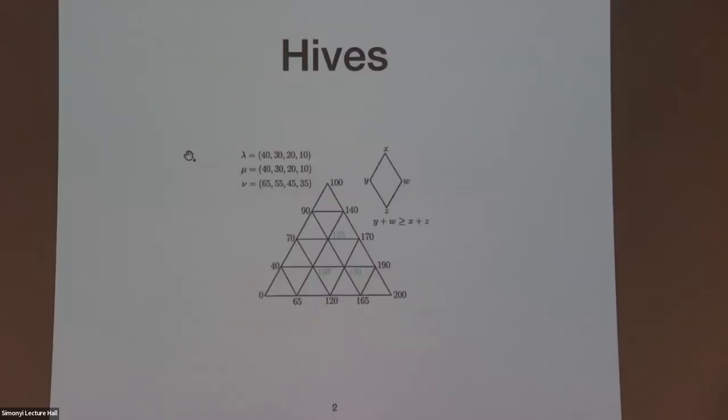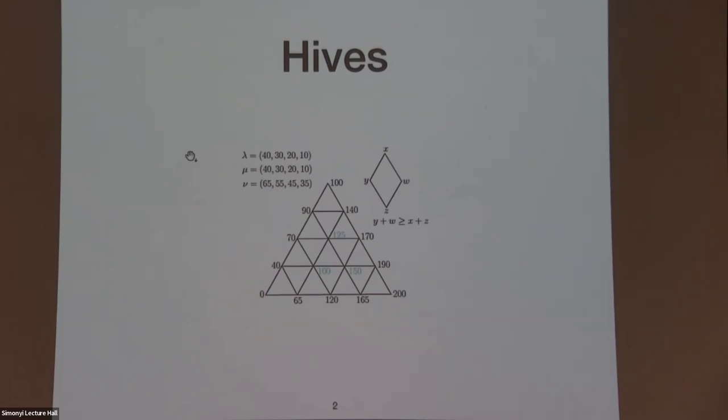So I'm going to start with telling you what a hive is. These were introduced by Knutson and Tao in order to prove something called the saturation conjecture that I'll briefly mention later. But a hive is a triangular array of this sort. The boundary conditions are given once you're given three partitions.